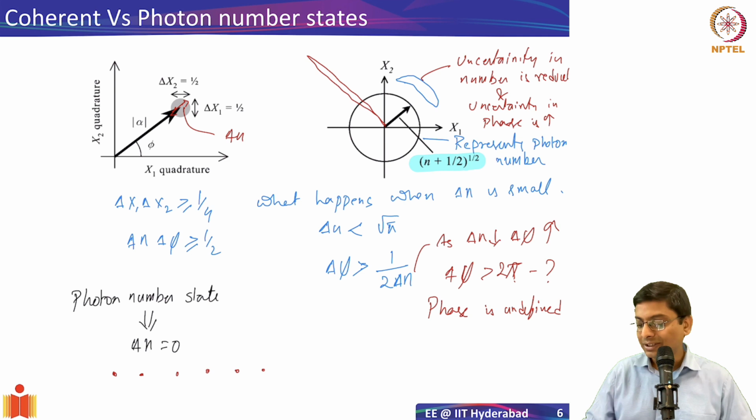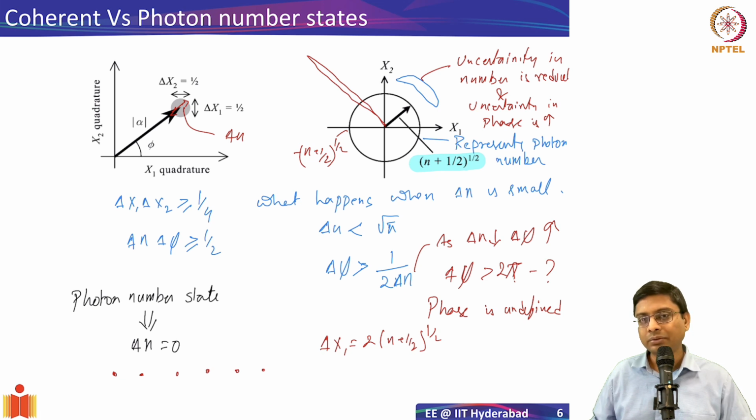Okay. But for now, I just want to emphasize one more point here. If you look at these photon number states, what is the region of uncertainty for them? So what is delta x1? In this case, the radius is square root of n plus half. Now x1 can vary from this point to this point. This is minus square root of n plus half, and the other side is plus square root of n plus half. So my delta x1 in this case would be 2 square root of n plus half.